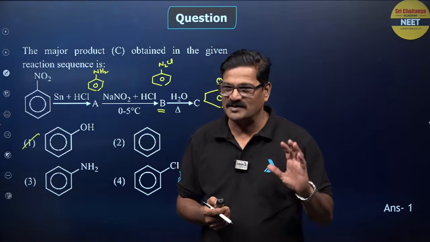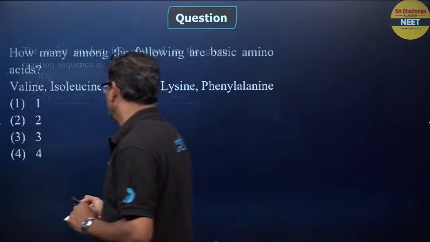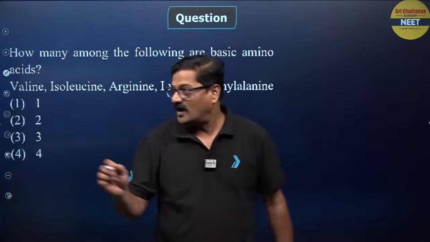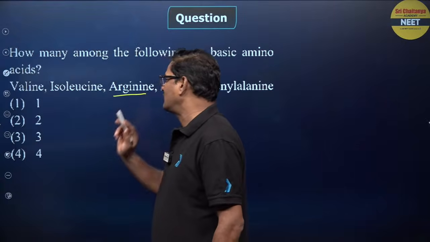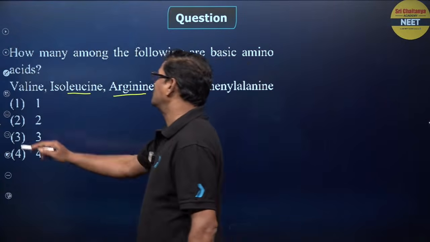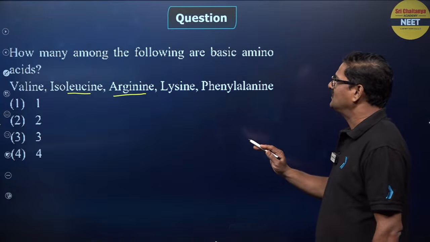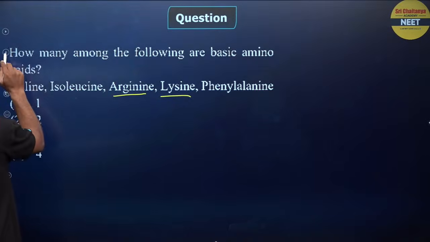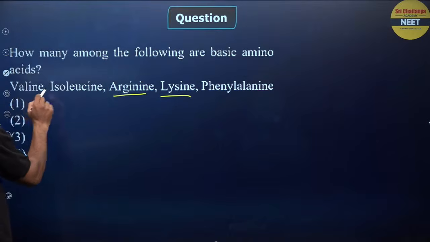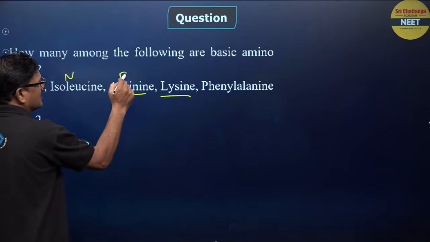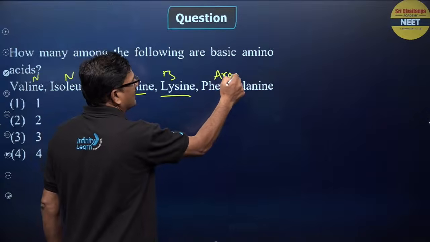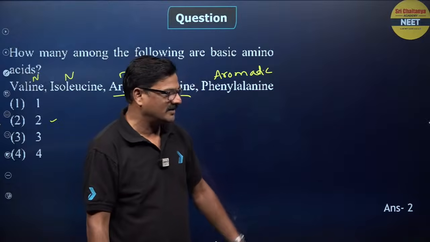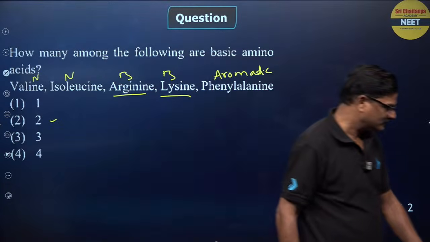One more question we will do. Now let us see how many among the following are basic amino acids. Arginine is a basic amino acid. Leucine is neutral, valine is neutral, lysine is a basic amino acid, and one is aromatic. I get only 2 over here. Understand? I get only 2 over here. Clear? Any doubt, bachcho?